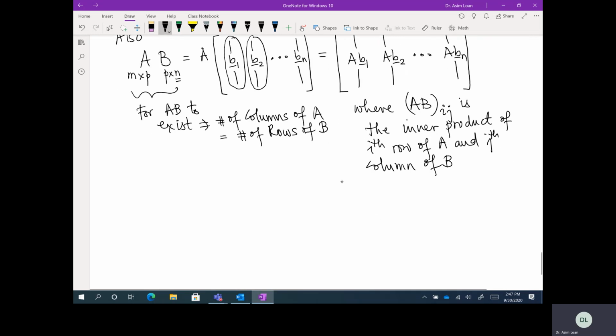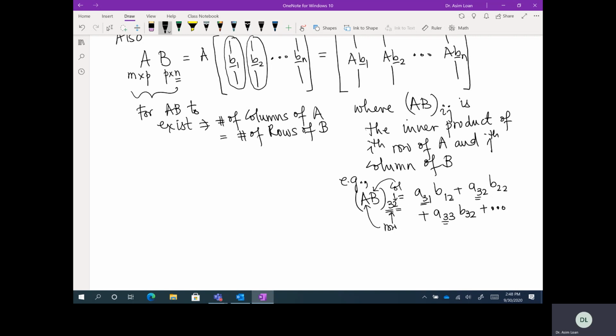So for example, AB32 is simply A31 into B12 plus A32 into B22 plus A33 into B32, and so on and so forth. Since this is 3 here, this is the third row. And since this is the second column, this 2 is the column. So column corresponds to B, row corresponds to A. So 2 here, 2 here, 2 here.